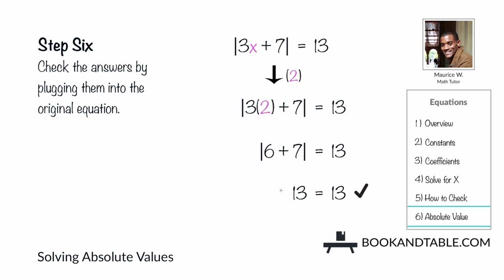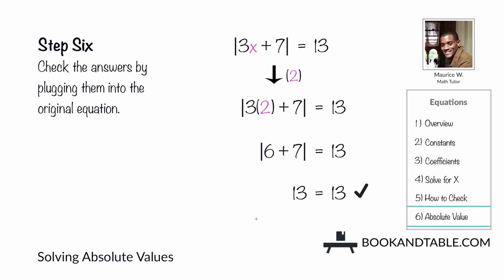Now x can have more than one value, so we still need to check the second answer that we got. So when we plug 2 in for x, we get 3 times 2, which is 6, 6 plus 7 is equal to 13. The absolute value of 13 is equal to 13, confirming that the value on the left equals the value on the right, and also confirming that our second answer, x is equal to 2, was indeed correct.